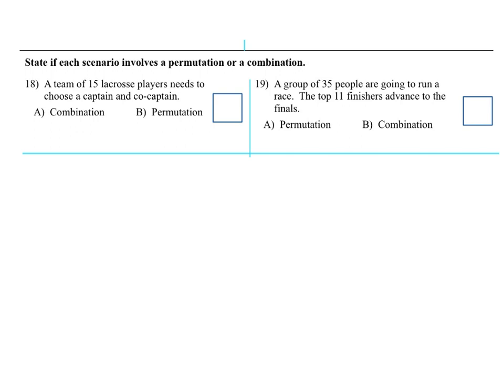So in number 18 over here, a team of 15 lacrosse players needs to choose a captain and a co-captain. Now, because these choices have different roles, like captain is different than co-captain, because they have different roles, this is a permutation. The order that we select the people matters.